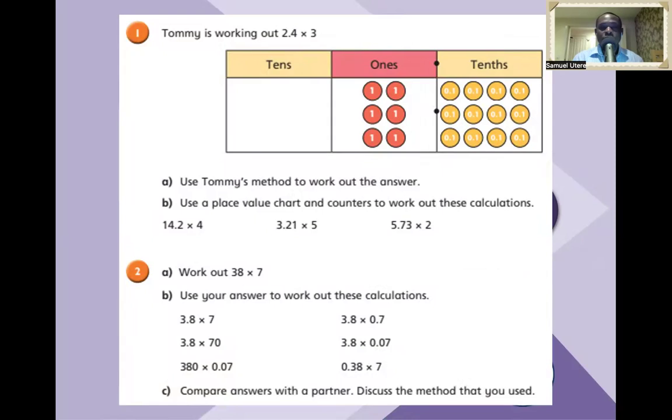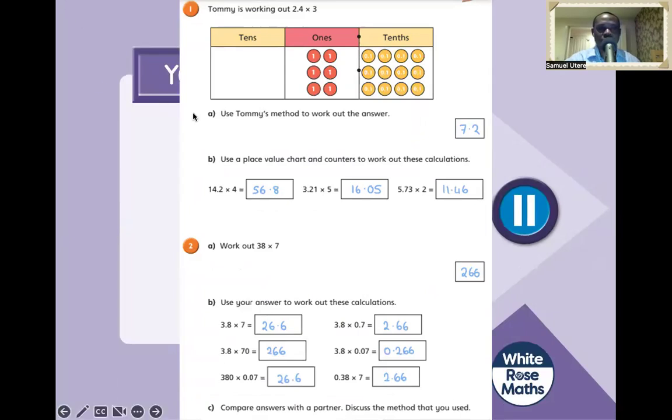All right, assuming you've paused the video and you've answered the question, here are the answers. Let's discuss them. Here you were asked, use Tommy's method to work out the answer. So you can see here we have just one group of 10 tenths, which will give us one of the ones. So we move it over, that will be 7.2. And then use a place value chart and counters to work out these calculations.